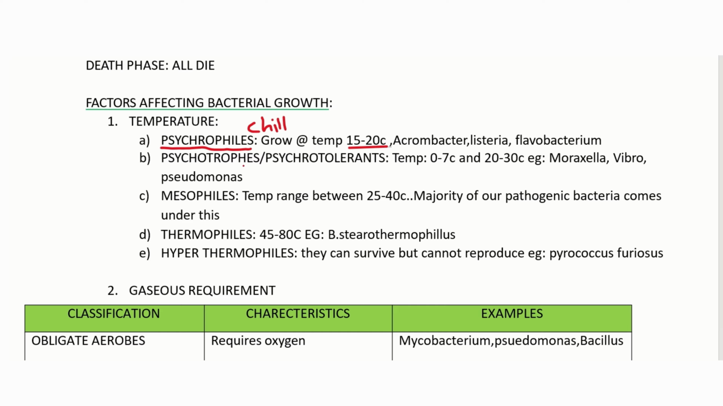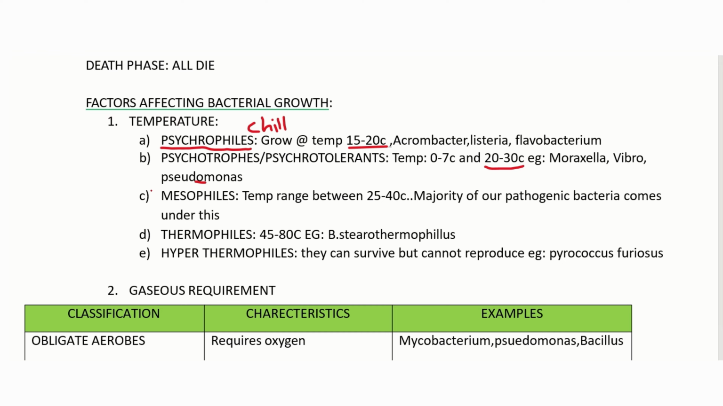Next is psychrotrophs or psychrotolerant. Their temperature range is 20 to 30 degrees Celsius. 0 to 7 degrees Celsius is rare, so you don't have to remember it. Usually it is 20 to 30 degrees Celsius. And the examples are Moraxella, Vibrio, and Pseudomonas.